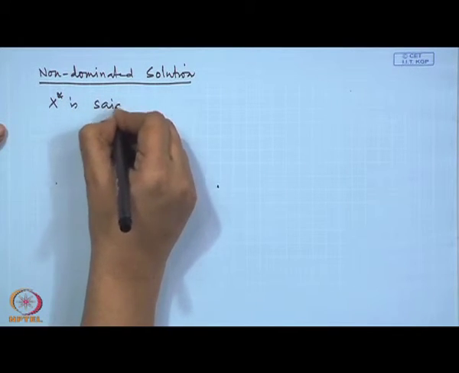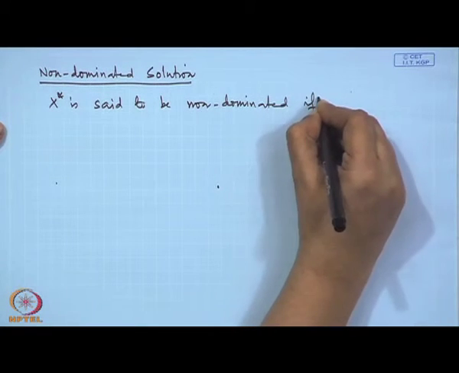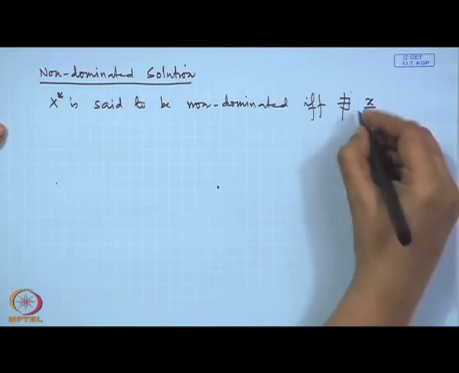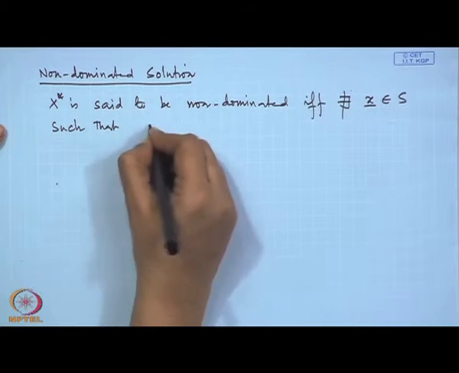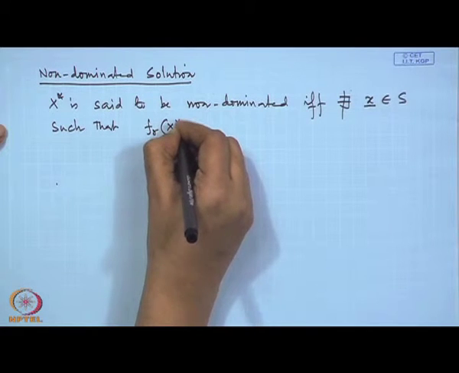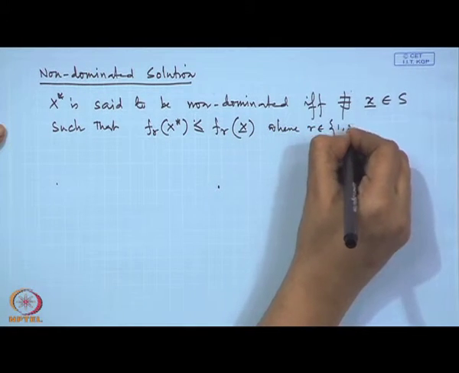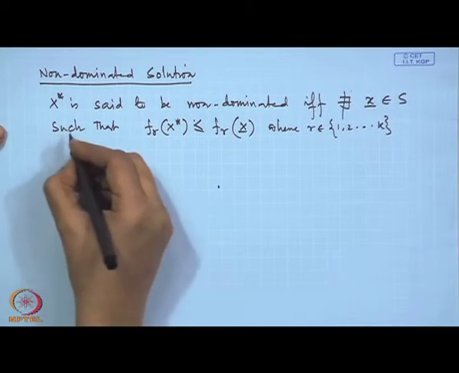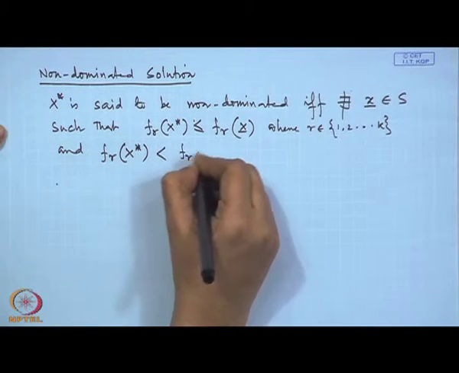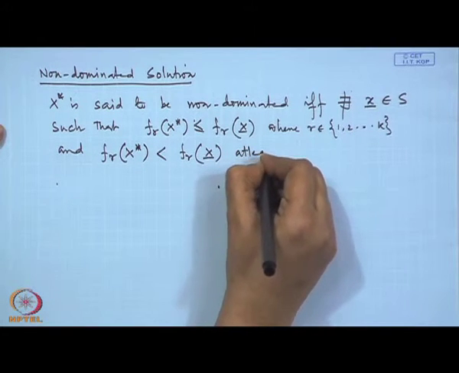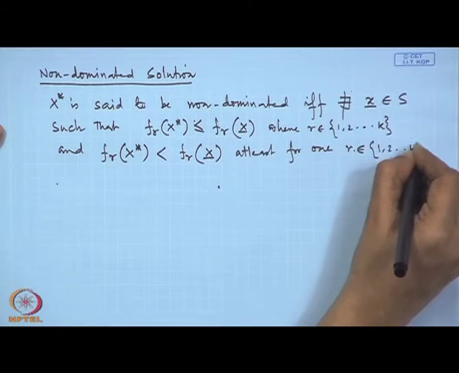X star is said to be a non-dominated solution if there does not exist any other x within the feasible space, say S, such that the inequality holds for every r, where r is any value between 1 to k, because we are having k number of objectives, and at the same time this inequality holds strictly for at least one r. What is the meaning of this?